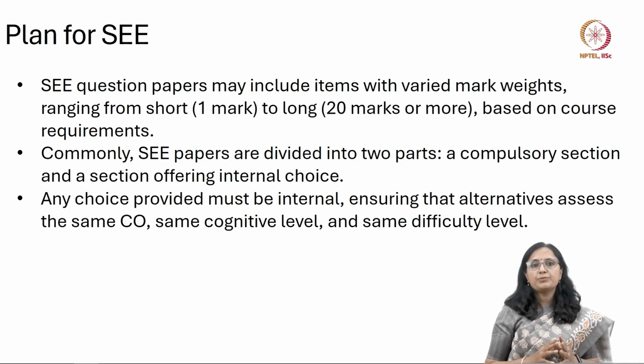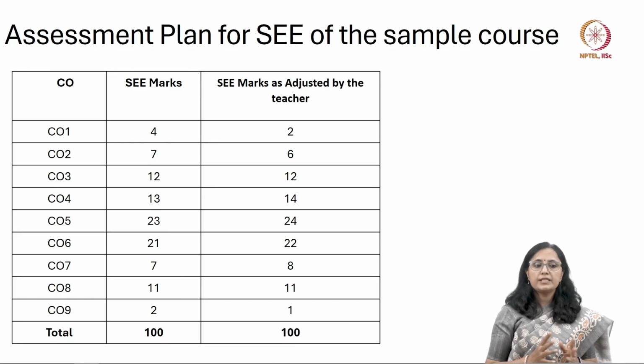In that case, we are compromising on the reliability of assessment, because the consistency of assessment will get compromised. So it is important that whenever you are selecting an internal choice, please ensure that both the subparts are of similar difficulty level and cognitive level. Also, they should be from the same course outcome. Now, we have planned the SE. Let us see the assessment plan for SE for the sample course.